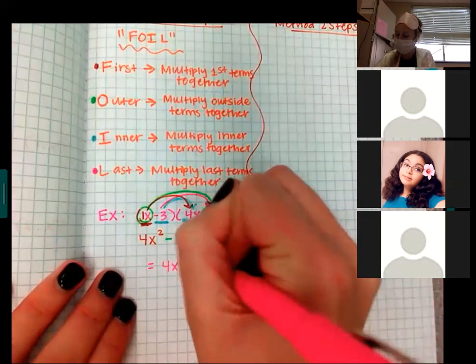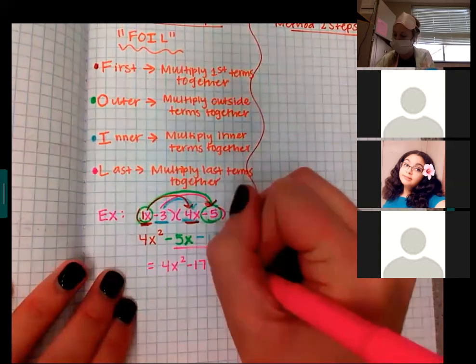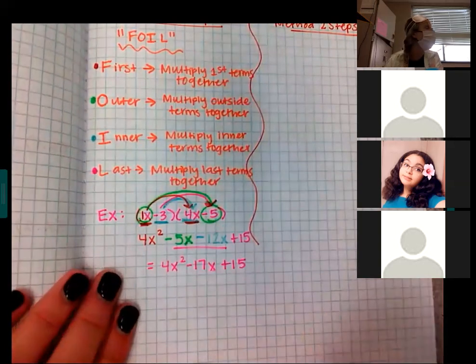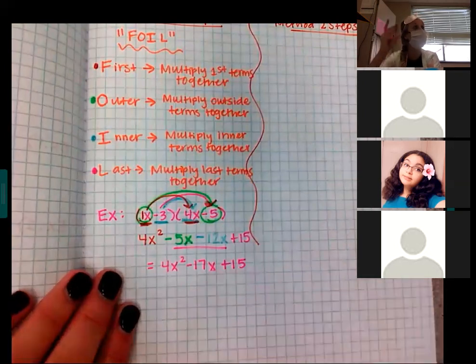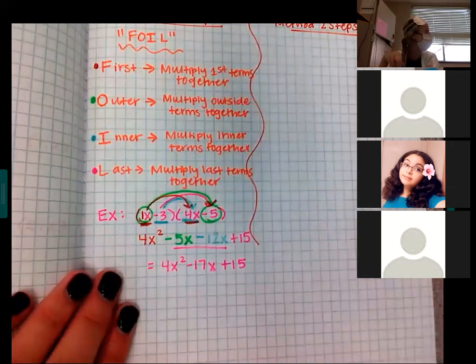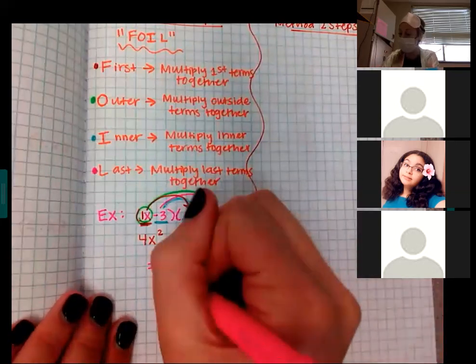Good. People at home, do y'all see how you can combine those two in the middle? That does not always happen. You can't always combine in the middle. So just make sure you pay attention to what you can combine so that you write it in simplest form, okay? But this is your answer right here.